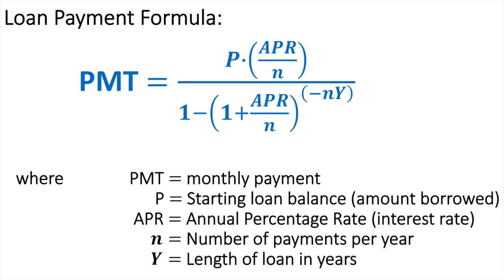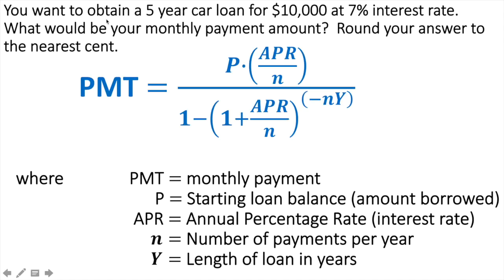All right, well, let's bring in an example then. On this one, it says we want to obtain a 5-year car loan for $10,000 at 7%. So all we're going to do is take this formula right here and start plugging in what we know. We know $10,000 is our starting loan balance. So I'm going to put that in right here for P. Okay, $10,000.